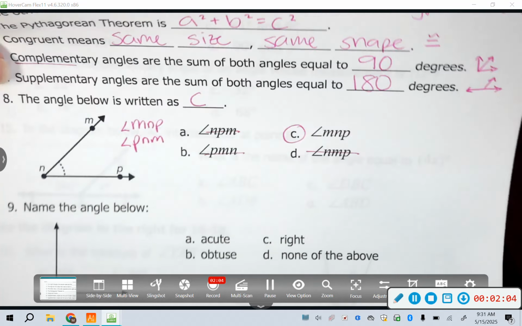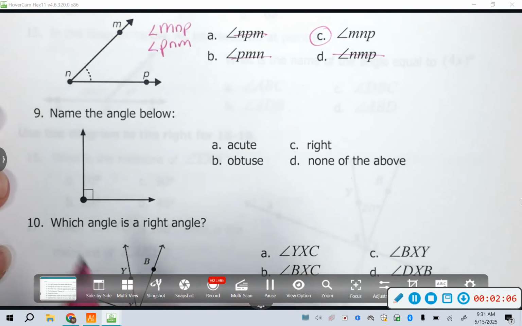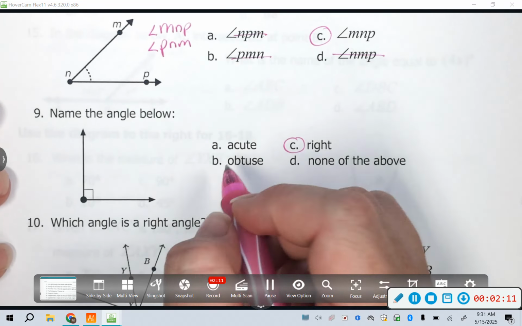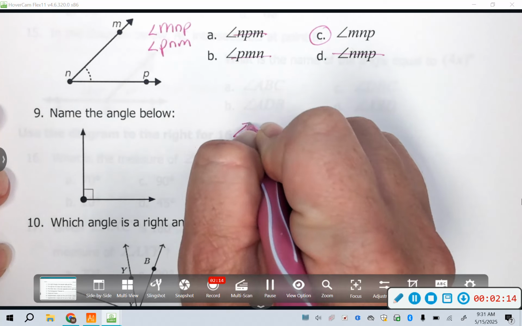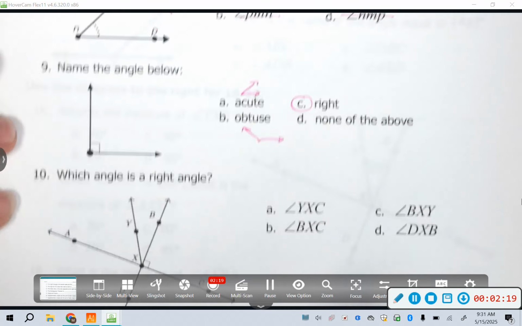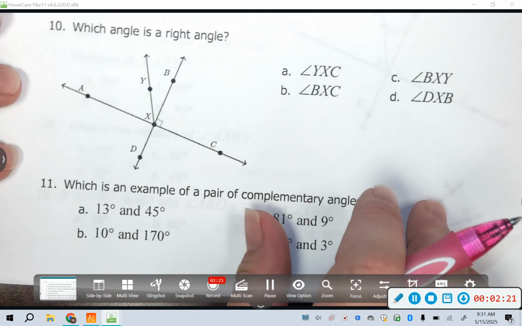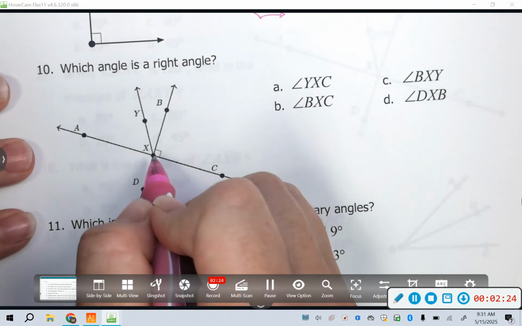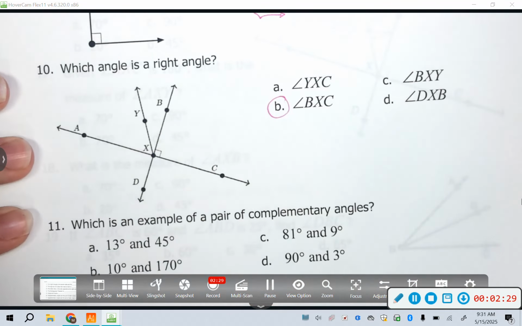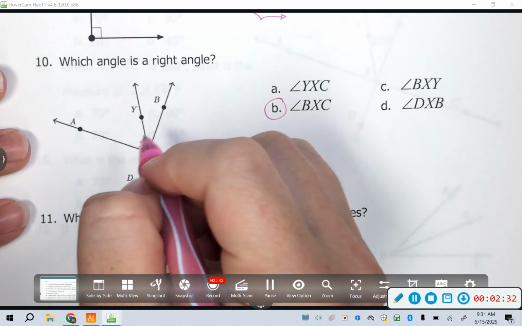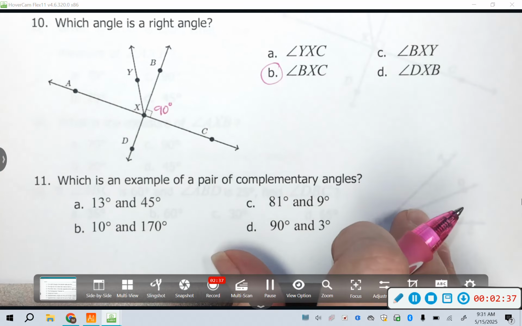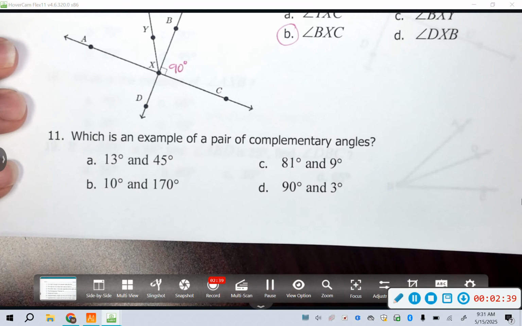Okay, looking at number 9. It says name the angle below. Well, it's a right angle, and I know that because of that box in the corner. Acute means it's a smaller angle than 90, and obtuse means it's a bigger angle than 90. Okay, this one says which angle is a right angle. So BXC is my answer, because it has the box. Remember, that tells me that it's 90 degrees, which is a right angle.